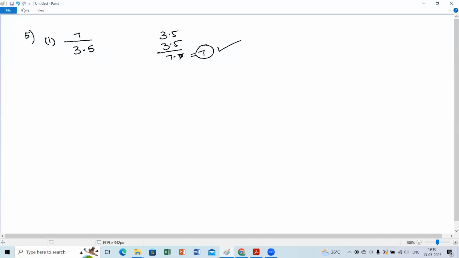Of course, you may not know 3.5 plus 3.5, but you are experienced, you can identify directly. That's why you are doing this. You may have such a doubt. But the second way is to make the denominator a whole number.